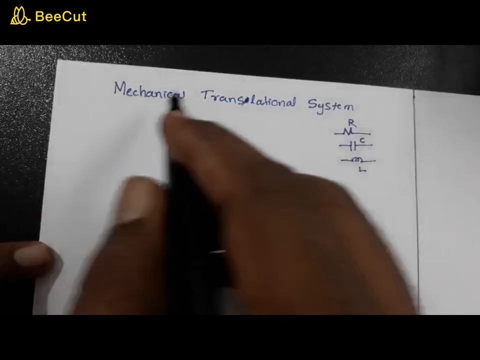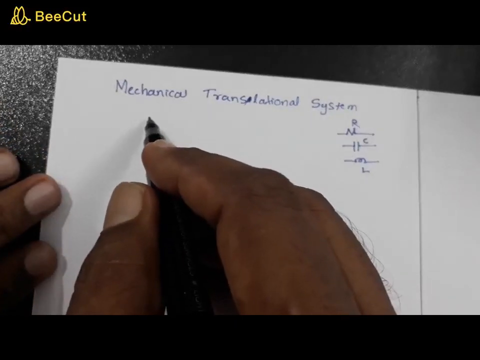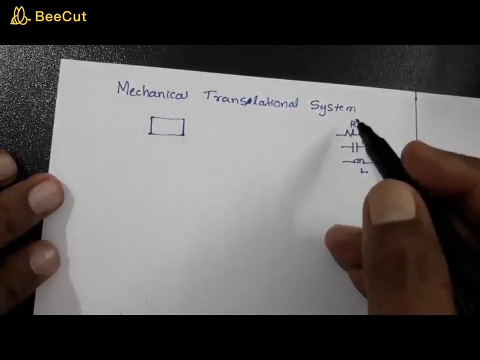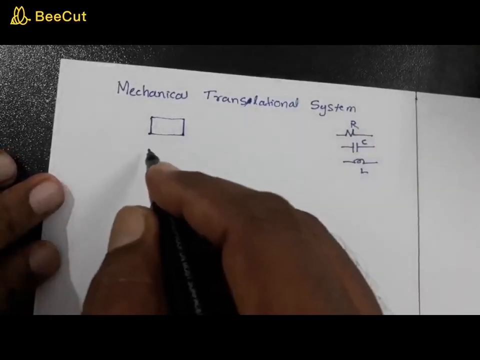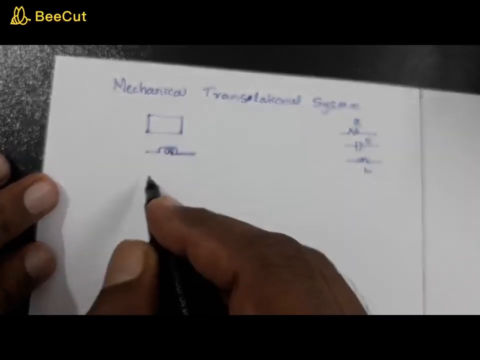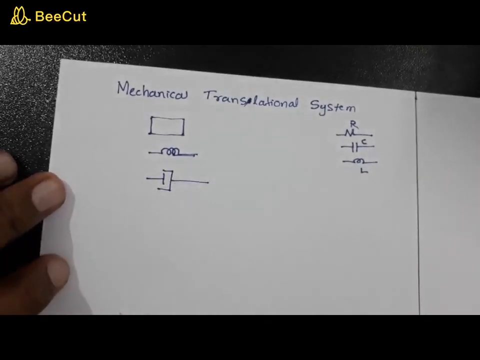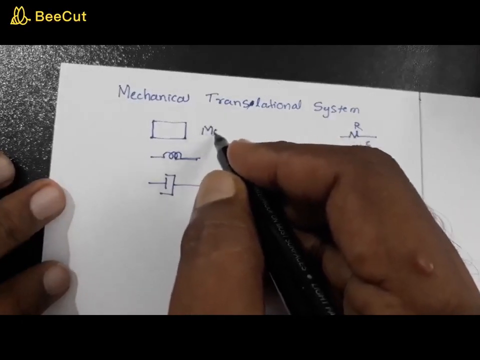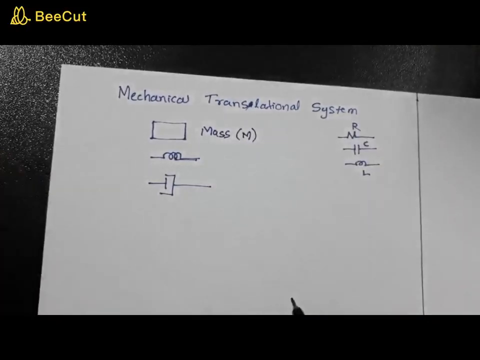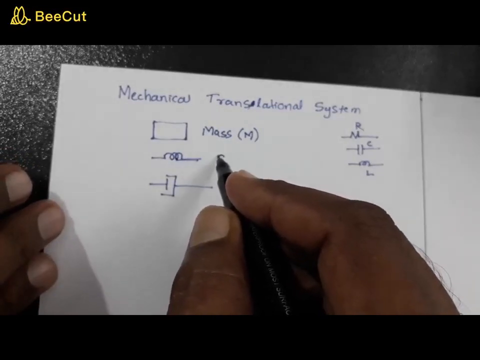The first thing that we want to study is that in a mechanical translational system, or generally in a mechanical system, you can identify three components corresponding to R, L, and C in an electrical system. They can be pictorially represented like this. This one is called the mass, and the mass is usually represented by M. While this is not inductance, this is actually the spring.